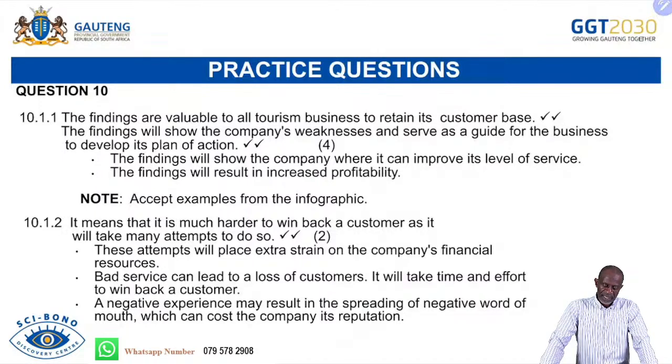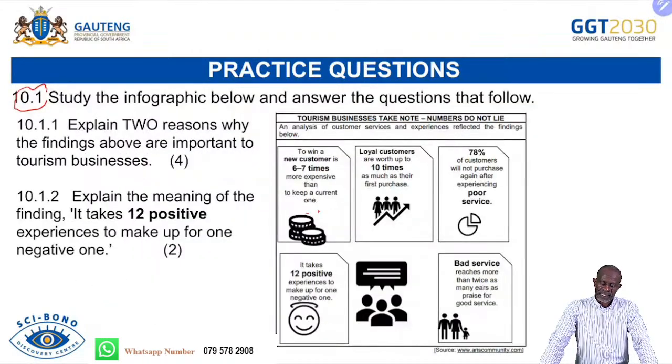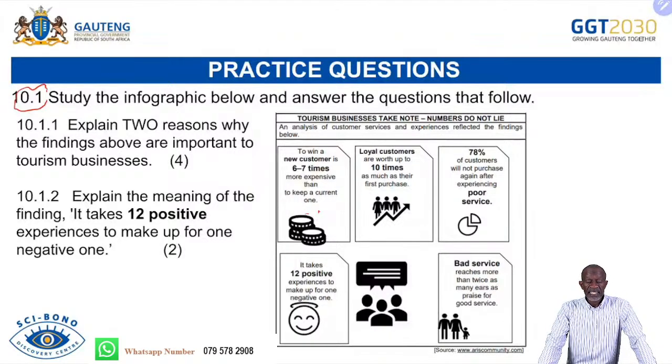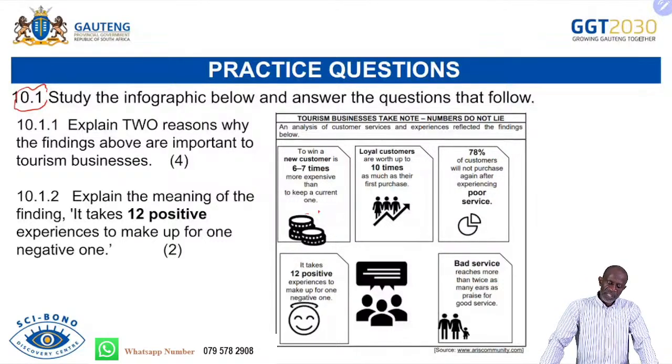Those are the answers given, and examples that are indicated on the infographic are also acceptable as answers, right? Like indicating that winning new customers costs 6 to 7 times more. Loyal customers are worth up to 10 times as much as their first purchase. So all those examples can be accepted.